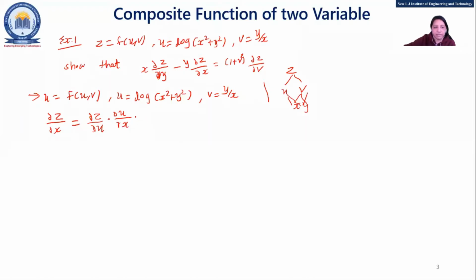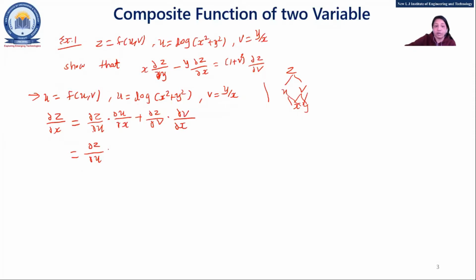Right? Plus, in the same way, del z by del v into del v by del x. Now, we don't know what z is, so we are supposed to write del z by del u into del u by del x.